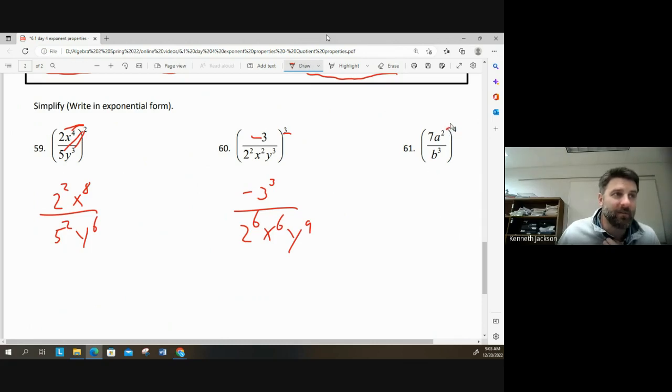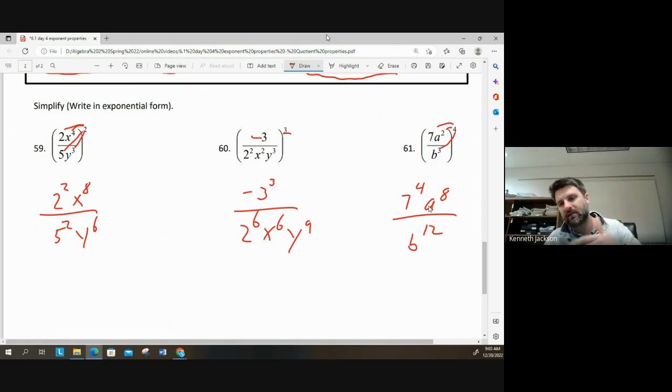And on the last example, I take this 4, multiply each of the exponents. 7 to the 4th, a to the 8th, b to the 12th. And again, we could write all of this out and then just boil it all the way down to multiply by the same base, add the exponents.